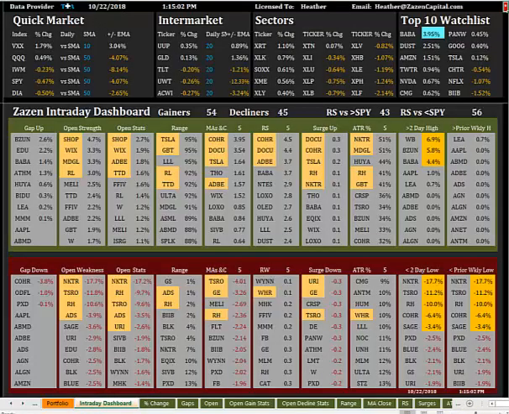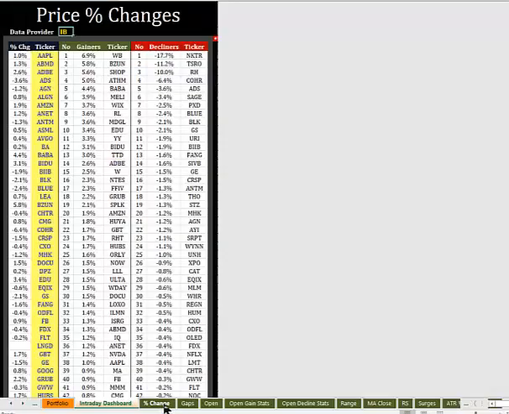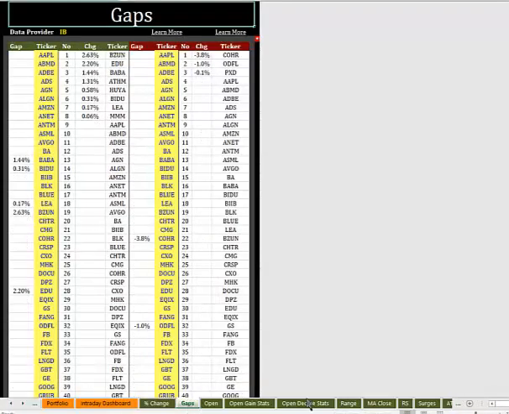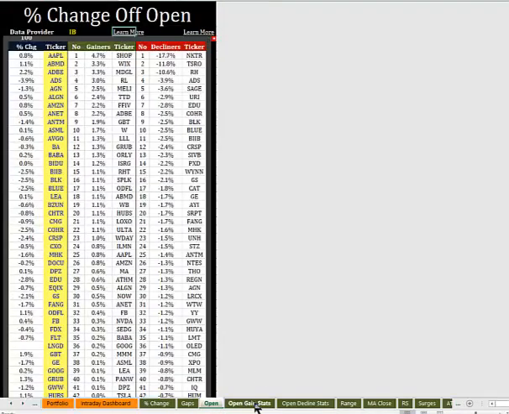One exception is on this page, the data provider in blue affects only the moving averages up here in the little market summary. I recommend that whatever data provider you're using for the bulk of your quick market, intermarket sectors, and top 10 watch list, you use the same one here for the moving averages, just in case there are any discrepancies between providers. Gaps, pretty self-explanatory. Change off the open.